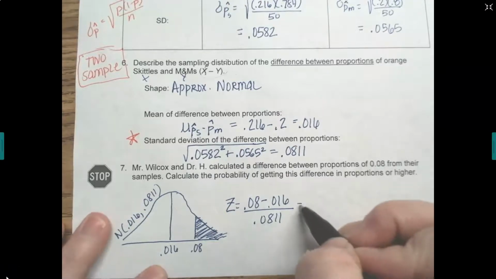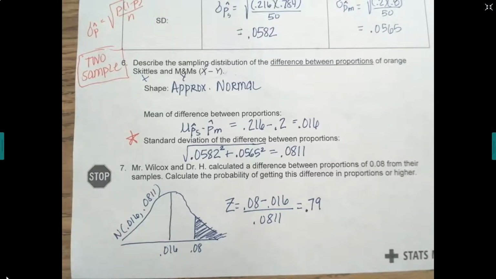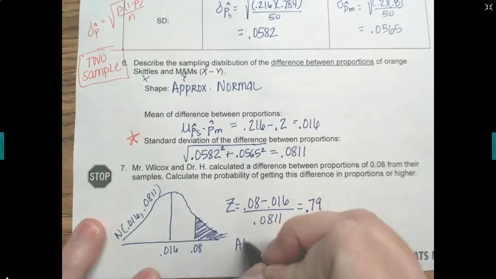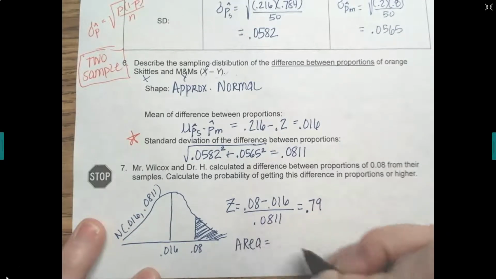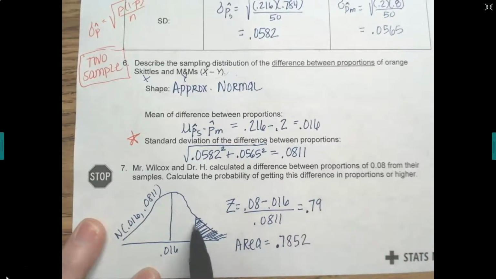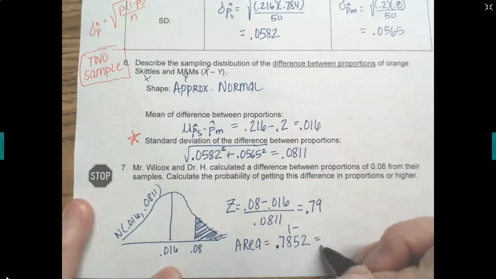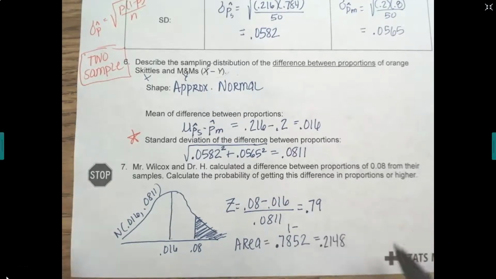And when I did that, I got a z-score of 0.79, meaning 0.79 standard deviations above the mean. When I look up the area on table A, I got an area of 0.7852, but that's really this area because the table always gives us the lower, so to get the upper I do 1 minus. I got an area of 0.2148. So there's about a 21.5% chance of getting a difference of 0.08 or more extreme, so not unusual at all. So our difference was not that unusual.